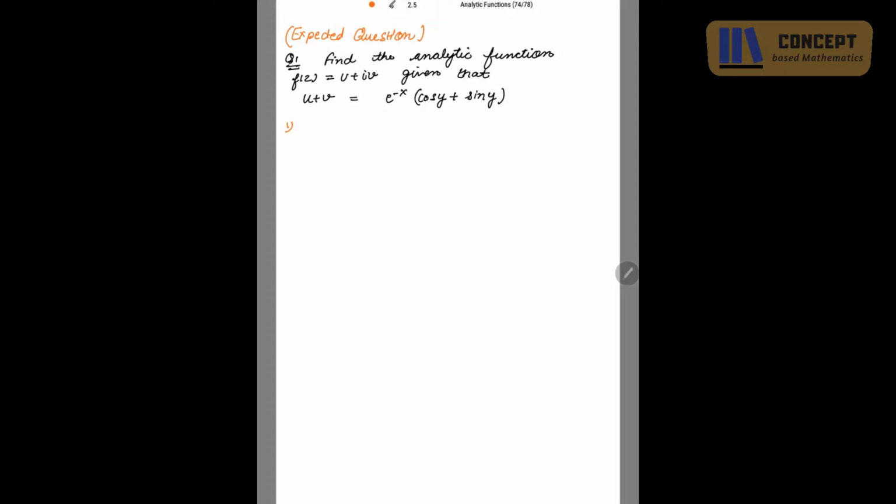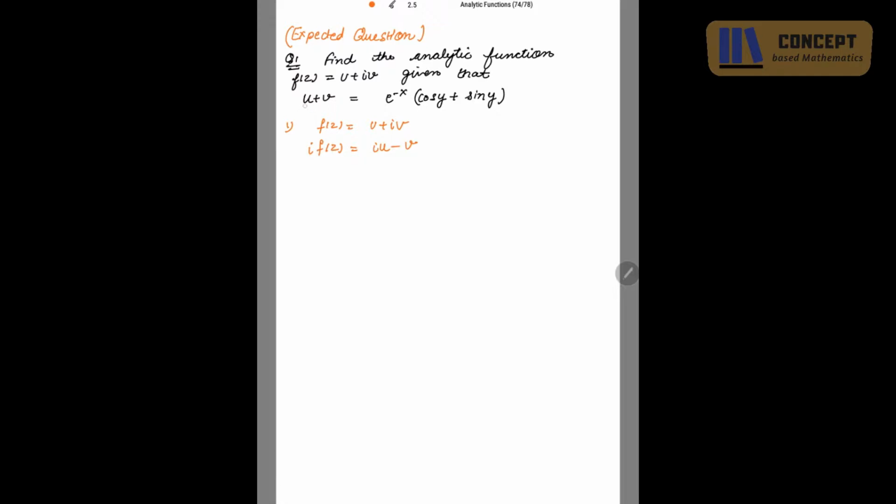Find the analytic function f(z) equal to u plus iota v, given that u plus v is e to the power minus x times (cos y plus sin y). Now here the sum u plus v is given. So how to do this? We have f(z) equal to u plus iota v. If I multiply iota with this whole equation, I will be getting iota u minus v.